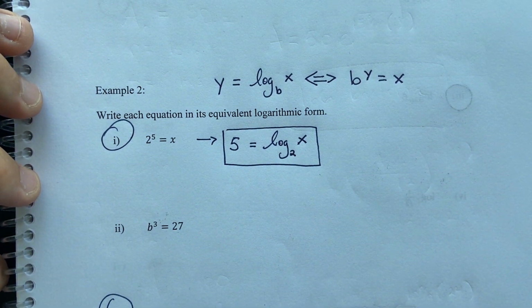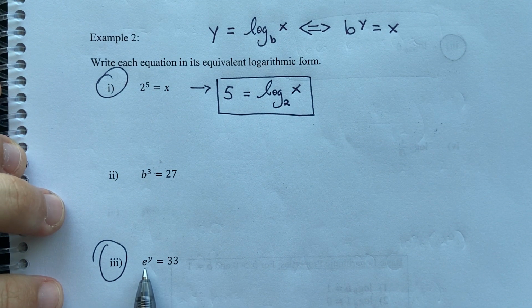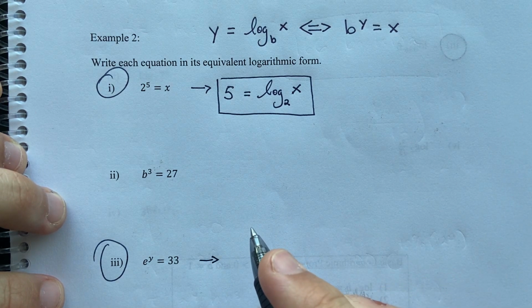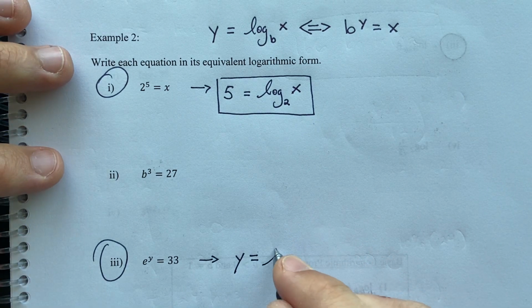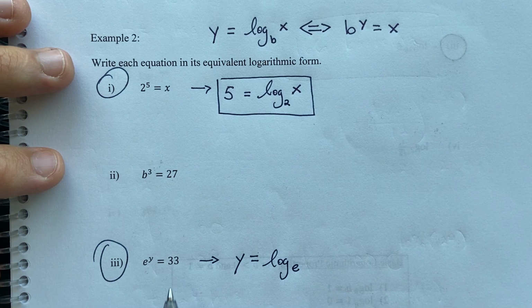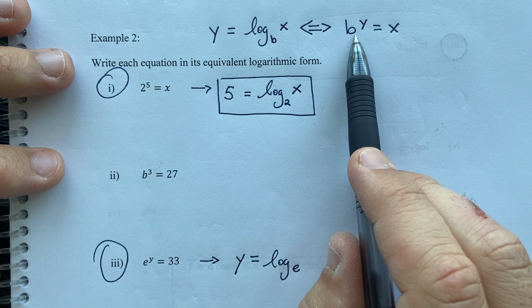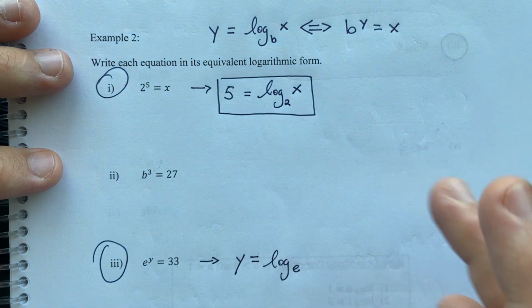Just skipping down to part 3. So e to the y, this is a base e. So I'll have a logarithm of base e. So this will be equivalent to y equals log base e of 33. Right? Whatever the exponential was equal to becomes what is called the argument of the logarithm.